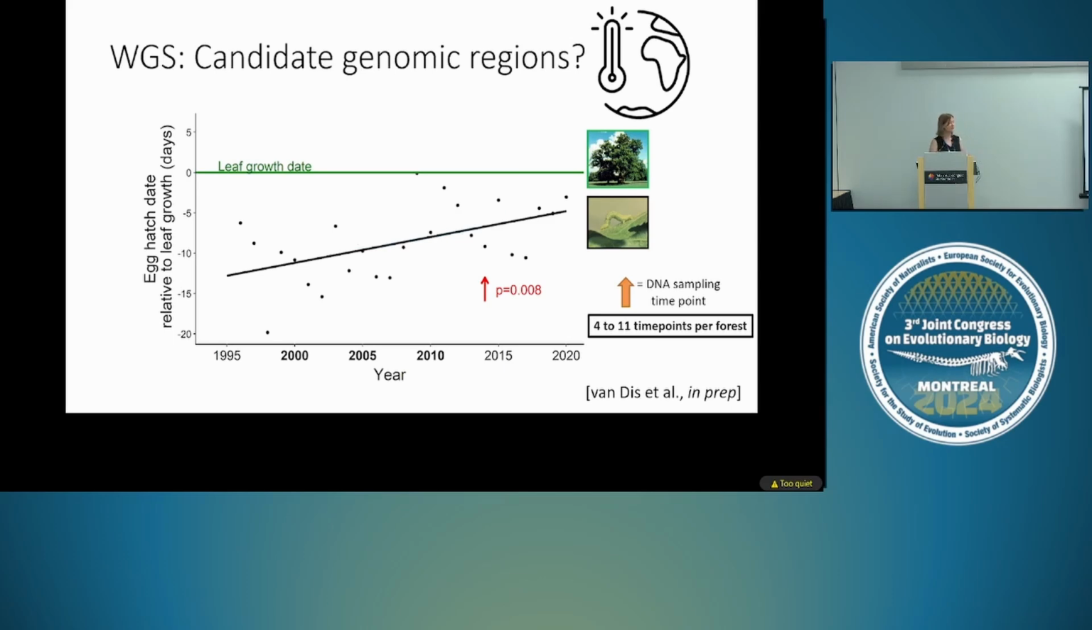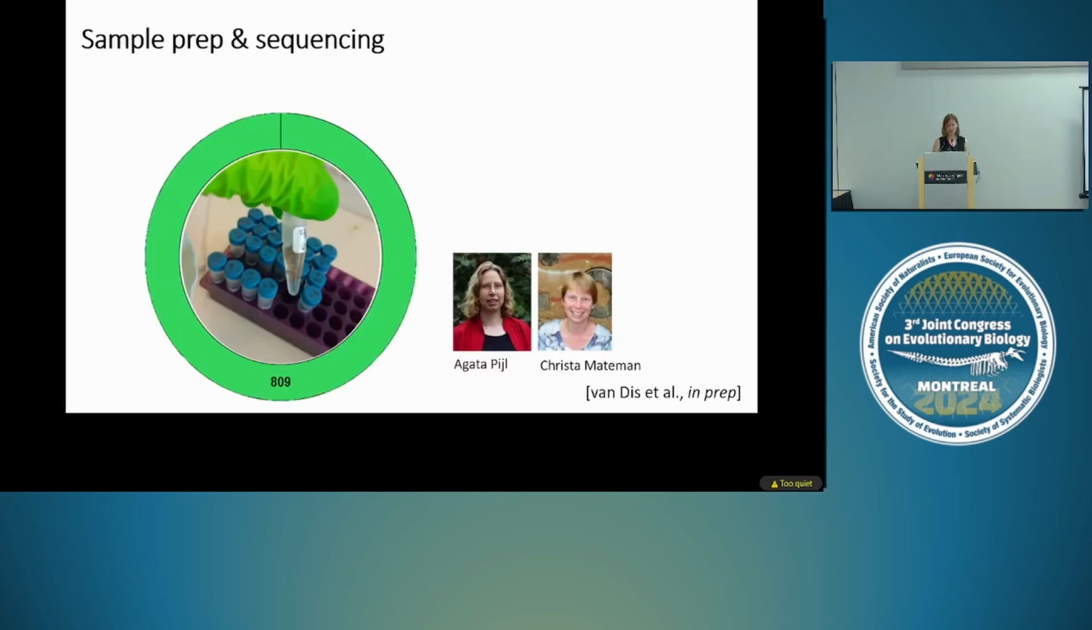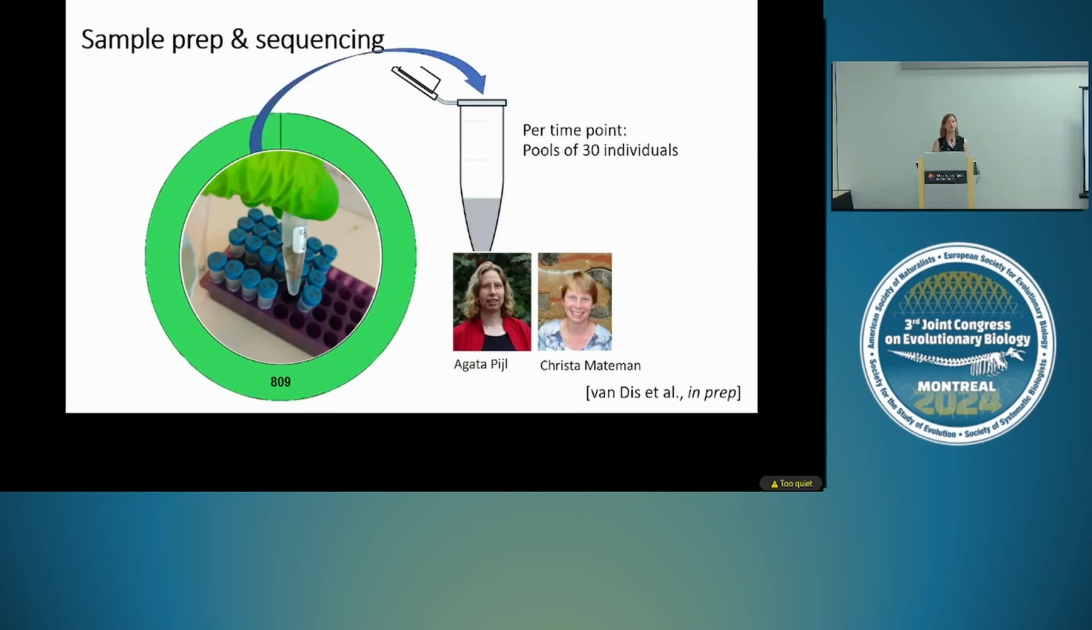So we did DNA extractions, choosing 4 to 11 time points per forest, where each forest was showing a similar phenotypic trend over time. For each forest, we had a starting year, which was the year 2000, and an end year, 2020. Depending on how many samples were available, we chose multiple time points in between as well. That involved doing a lot of DNA extractions, which we then pooled together so that for each time point and each forest, we have pools of 30 individuals, with a 50-50 sex ratio, and we then used Illumina sequencing to a depth of 60x.